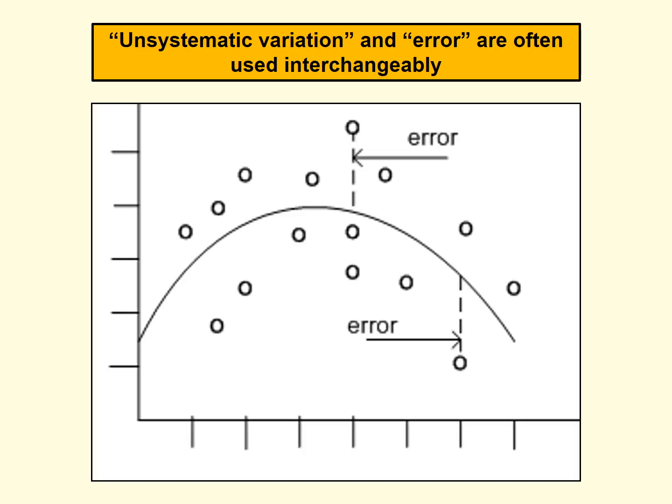And we use the amount of error that a model has as a way of evaluating it, because as I think we can all intuitively understand, models which have relatively little unsystematic variation associated with them, relatively little error, are usually better than those which have quite a lot associated with them.